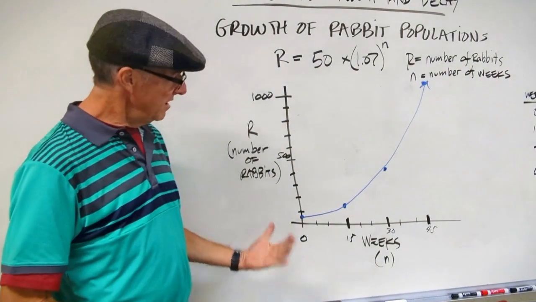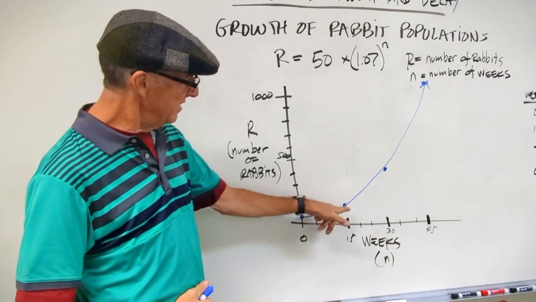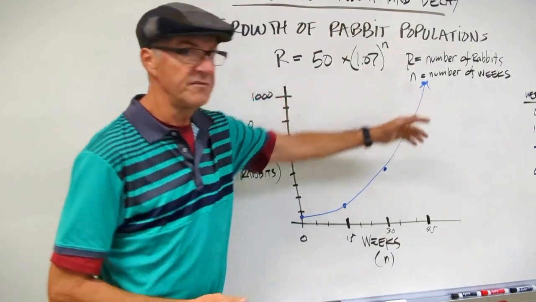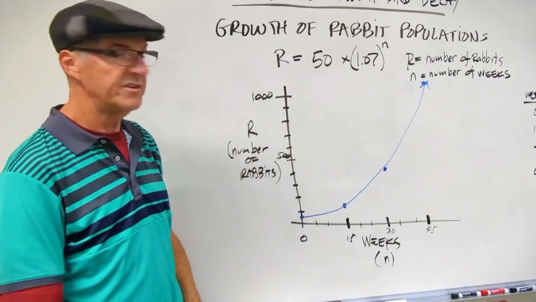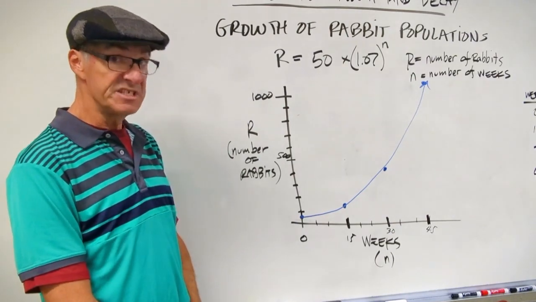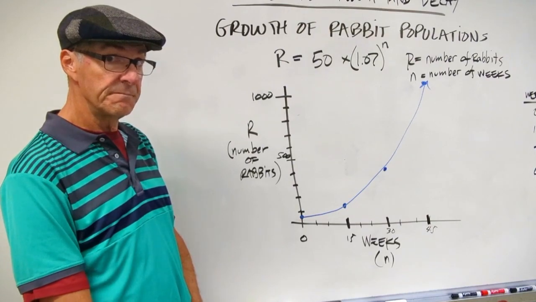All right, here are my 4 points. My 0, 50 rabbits, my 137, my 380, and finally my 1,050. Now, what do you notice about that graph? There's something interesting, and there's something that basically tells us that it's exponential growth. Think about that for a sec.